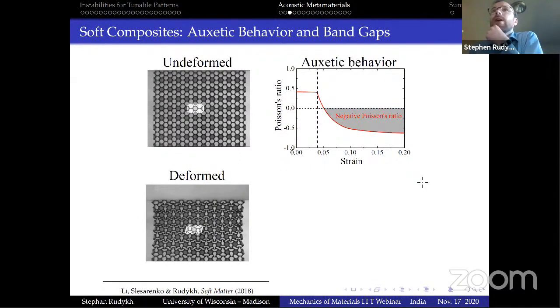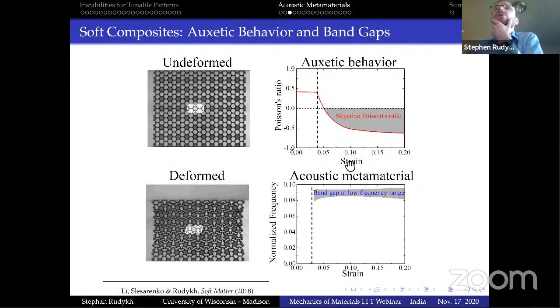It's also the case for these negative, or auxetic, materials: when we have the instabilities, we enter the negative Poisson's ratio behavior, and that's also where we can open an additional band gap at low frequency range. I have to say here that the existence of band gaps is no surprise, and actually they exist even in the undeformed configuration.